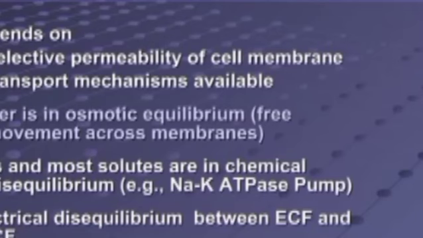Next is distribution of solutes in the body, which depends on the selective permeability of the cell membrane and the transport mechanisms available. Water is in osmotic equilibrium, with free movement across the membrane. Ions and most solutes are in chemical disequilibrium. Example: Na+, K+. There is electrical disequilibrium between ECF and ICF.